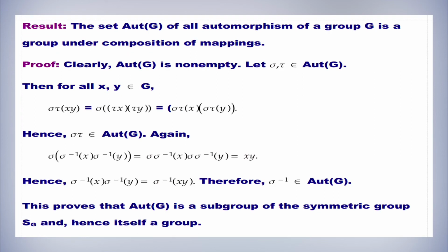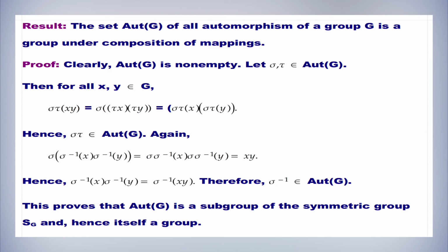Let us verify whether the set of all automorphisms of G is a group under composition of maps. Result: the set Aut(G) of all automorphisms of a group G is a group under composition of mappings. Proof: clearly Aut(G) is non-empty. Let sigma, tau belong to Aut(G). Then for all x, y belongs to G, sigma tau of xy = sigma of (tau x tau y) = sigma tau of x times sigma tau of y. Hence, sigma tau belongs to Aut(G).